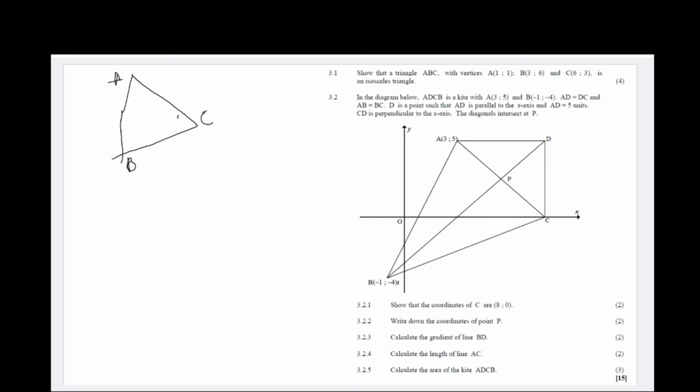Or is this a new word to you guys? I'm sure you've heard this word before somewhere. Even in grade 9, isosceles triangles were dealt with.